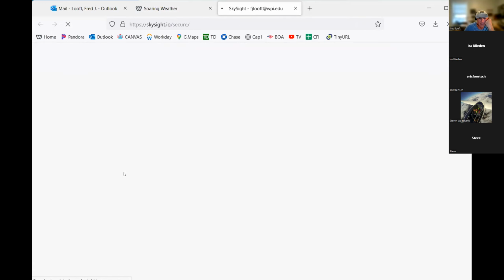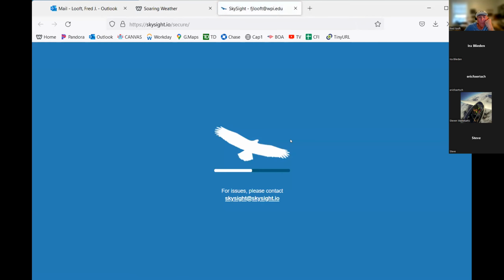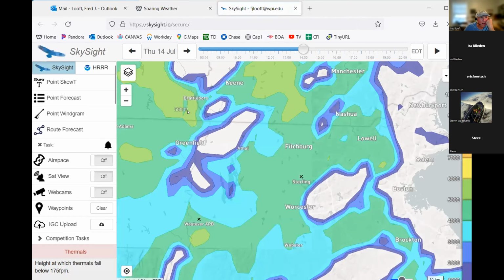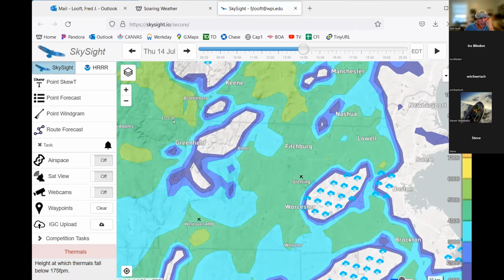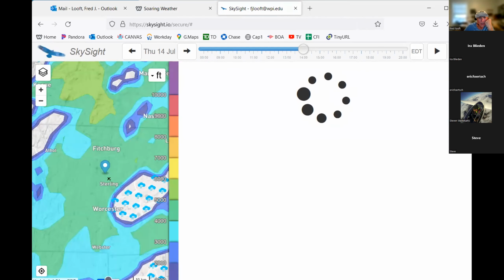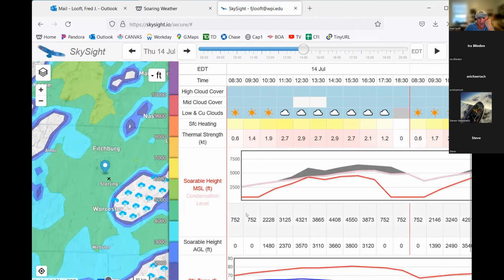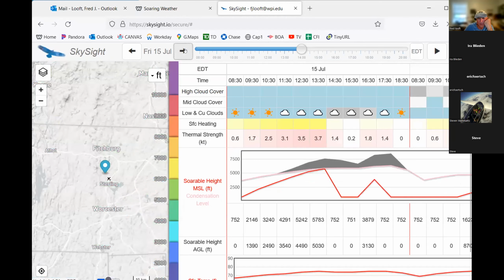SkySight, this is a paid service, but it's kind of minimal. I've been learning more about how to use this. This is how I use it. I click on point forecast. I click somewhere around the Sterling area, and I ask the question for today, what's the thermal heights? Soarable heights. Okay, it looks pretty good. Tomorrow, what are the soarable heights? And this is what's interesting. They may say at some point 700 feet soarable height.